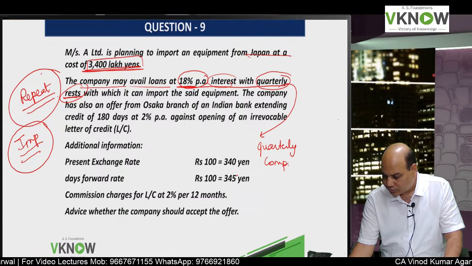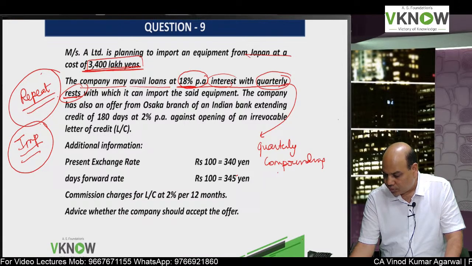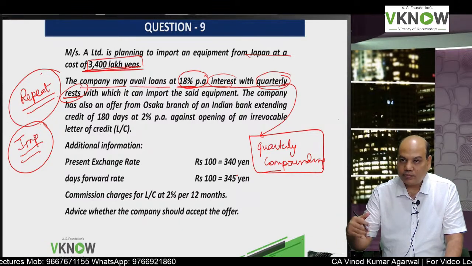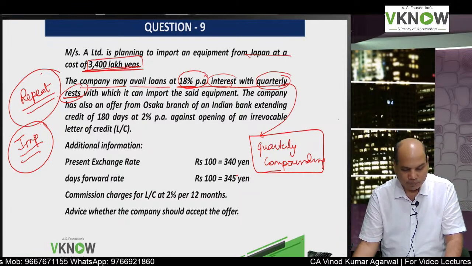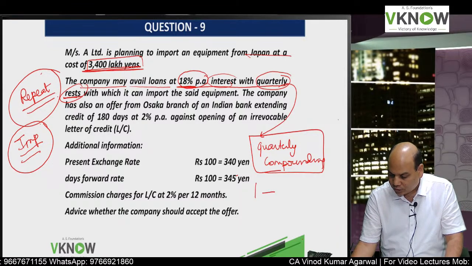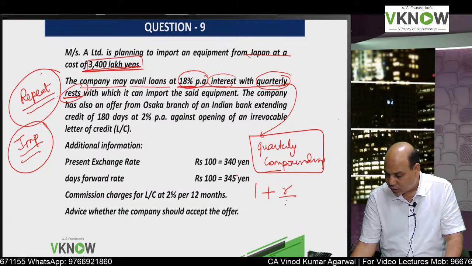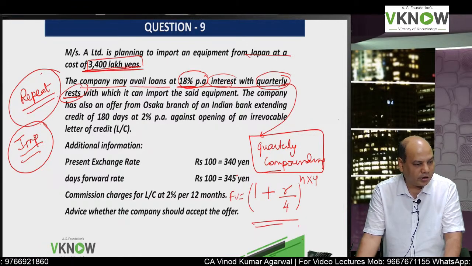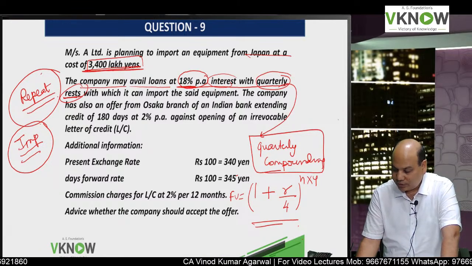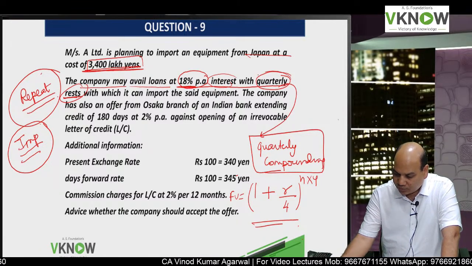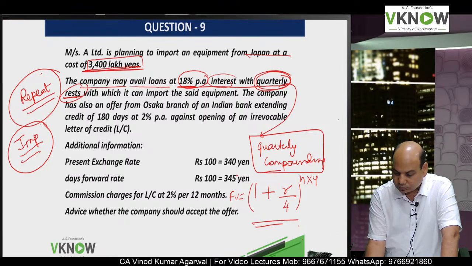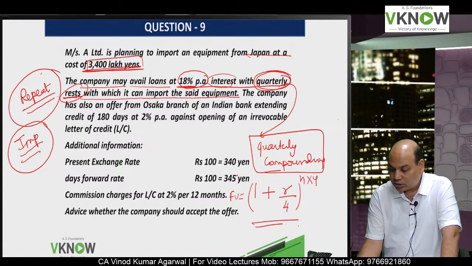So in India, if you borrow money, the interest is charged every quarter and the interest is compounded quarterly. So the formula for computing future value would be 1 plus r divided by 4, to the power n into 4. I hope you have studied this in the school level mathematics classes. Now here the students make a mistake, they don't consider the interest on quarterly compounding basis, with which it can import the said equipment.